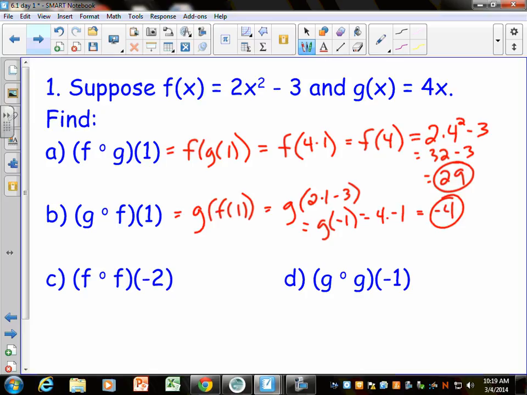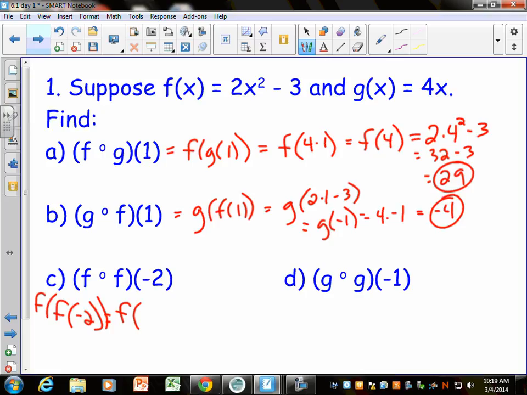You can also compose a function with itself. So f of f or g of g, it just means you plug it into f twice. And again, you just still work through it, just some good old arithmetic here. I know people are going to do this in their head, and I'm okay with that. This should say f of negative 2.